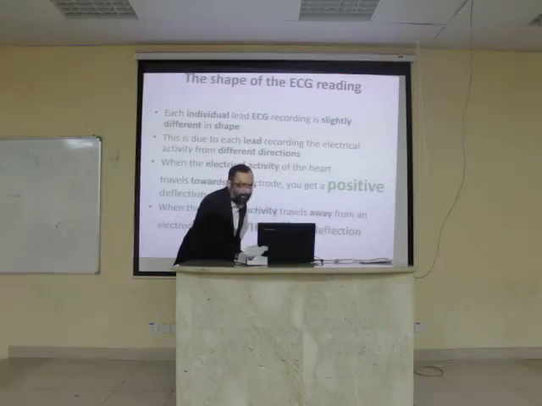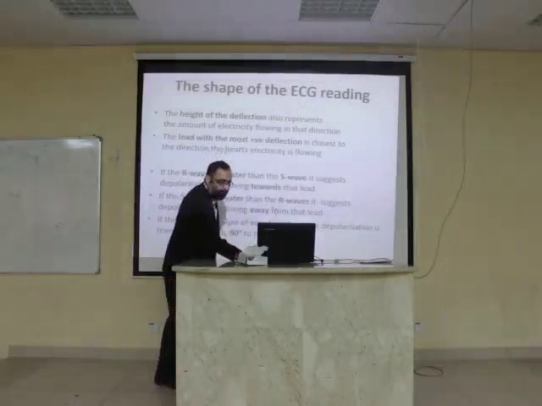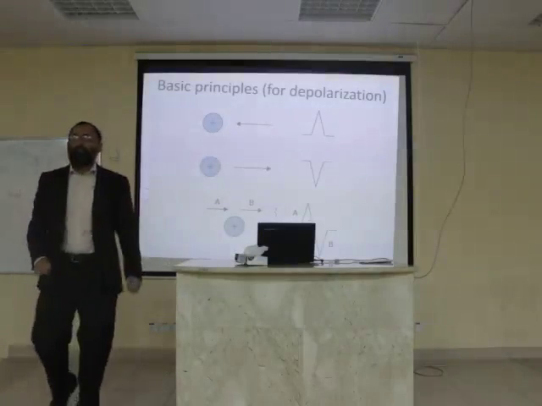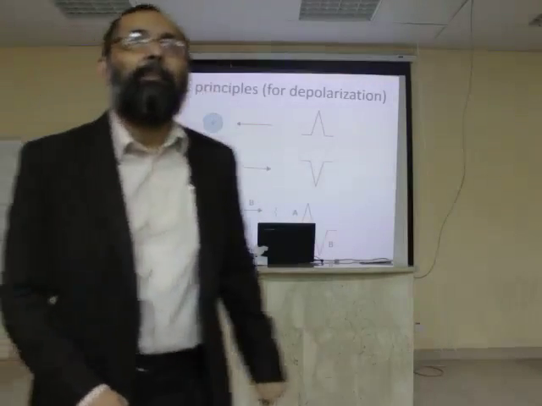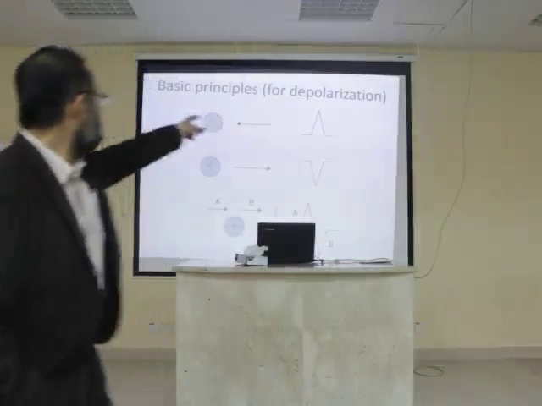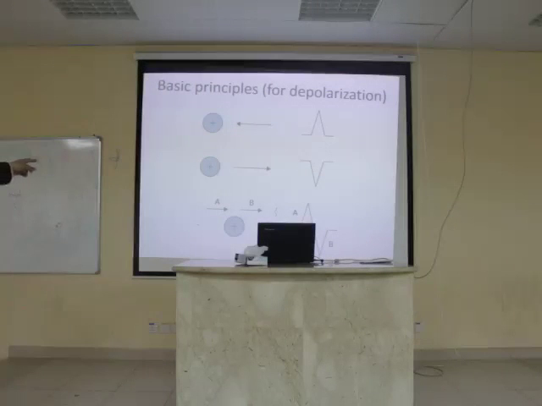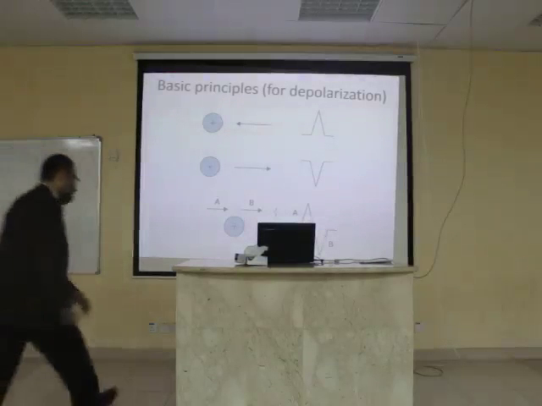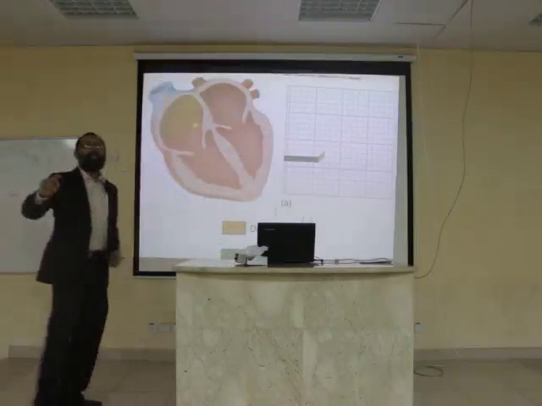Okay, leaving these slides, the shape and recording, look at this one. Look at the phenomenon. What do you see in the topmost diagram? Towards the positive, what kind of wave is forming? Positive. You are moving away from the positive electrode, what kind of wave is forming? Negative. And when you are first moving towards the positive and then moving away from the negative, then what will you have? A positive wave, and then after that, a negative wave. Did you get that? Yes.